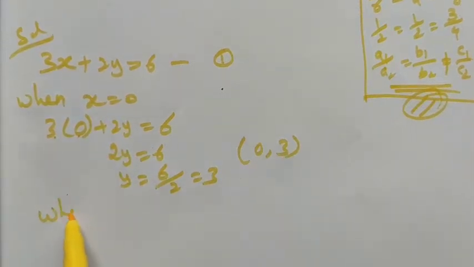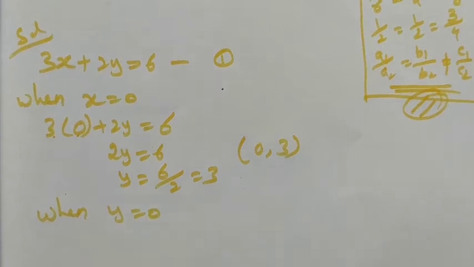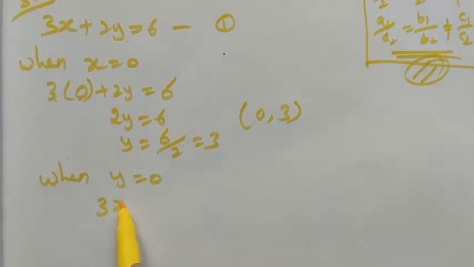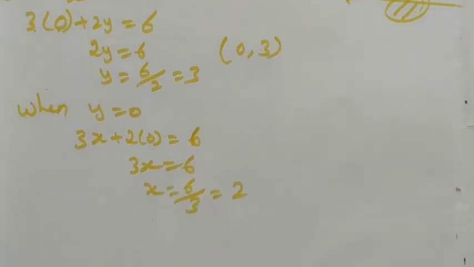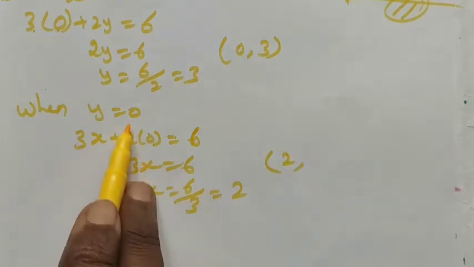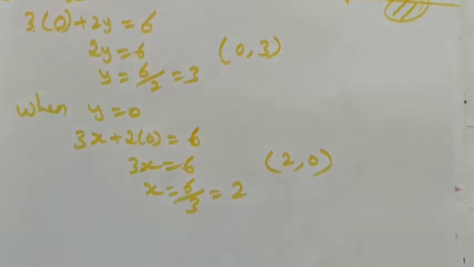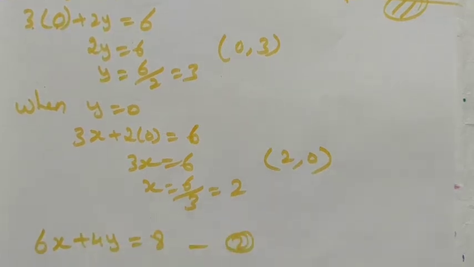The same way, when y is equal to 0, that is 3x plus 2 into 0 is equal to 6. This term becomes 0, then 3x is equal to 6, then x is equal to 6 divided by 3, which is 2. Here the ordered pair is first x, that is 2, then y, 0. So for the first equation we have found the ordered pairs. Now we have to find the ordered pairs for the second equation.